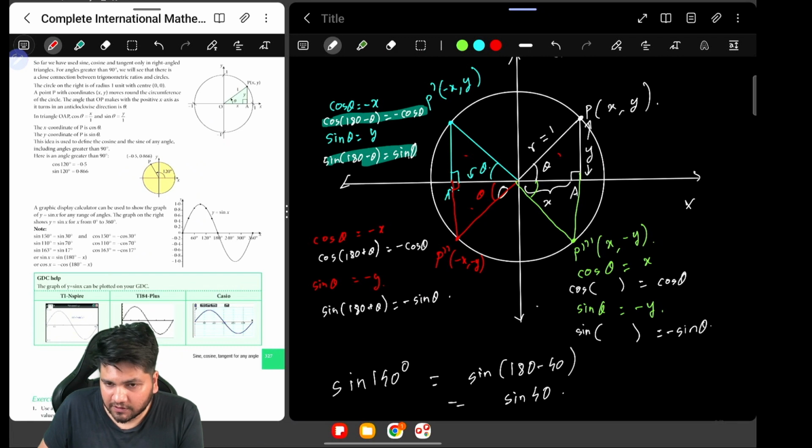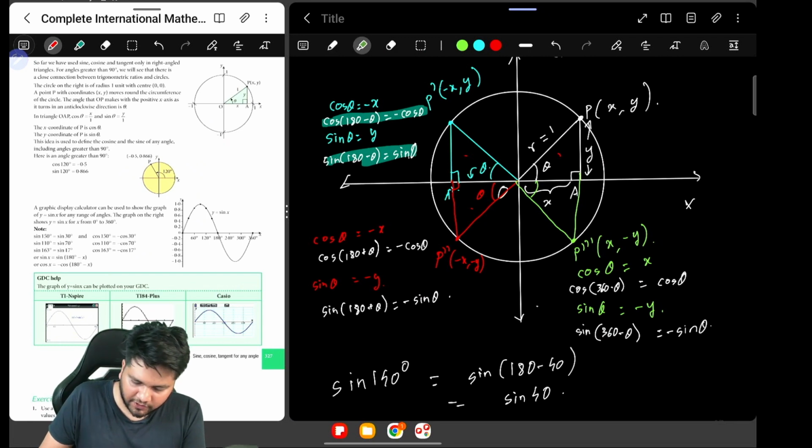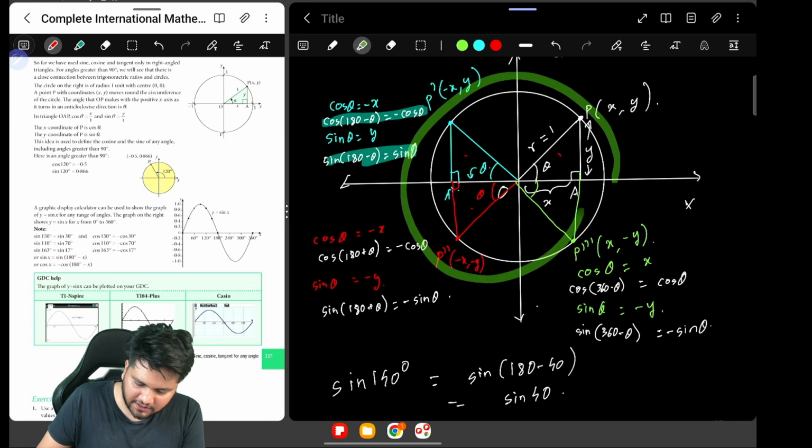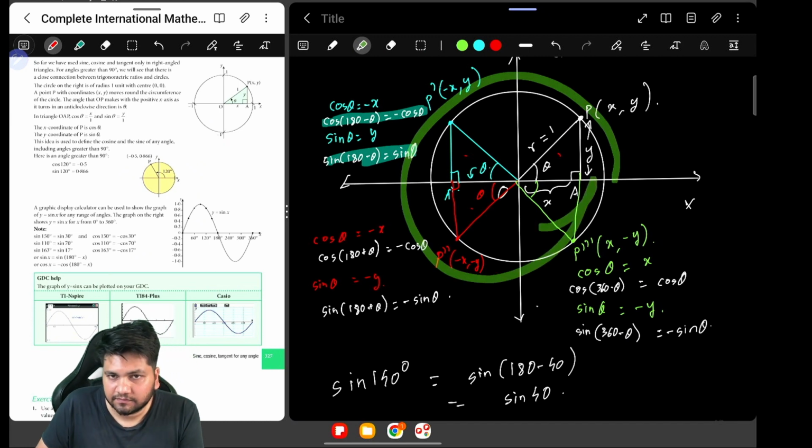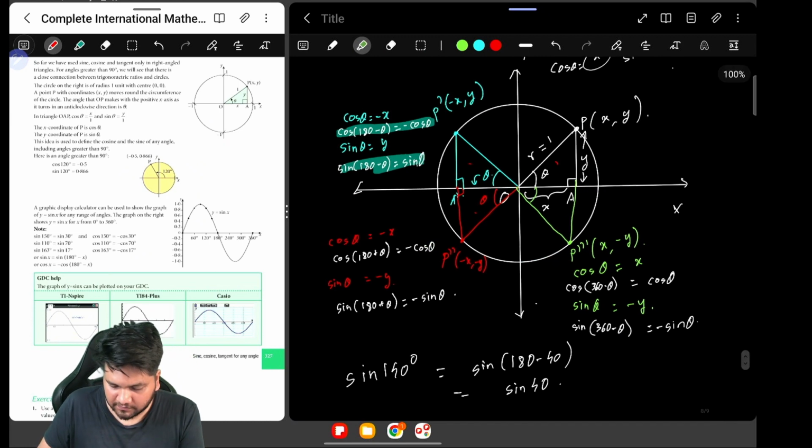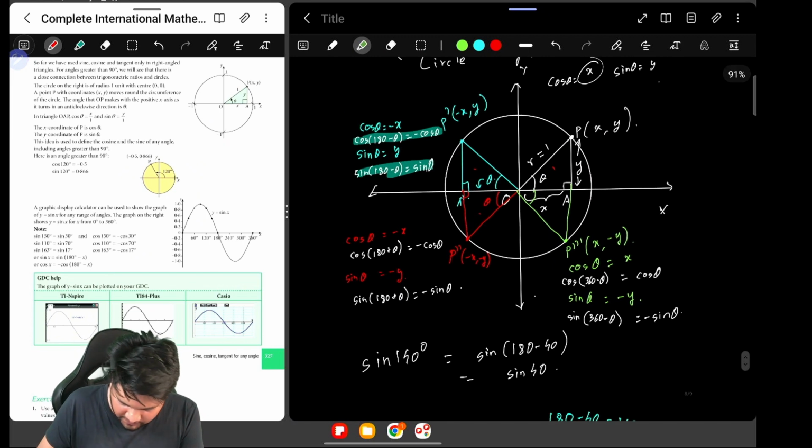It's not, it's not. 360 minus theta. Areva, very good. 360 minus theta. Everyone, did you get it? 360 minus theta. Why? Because this time we are talking about theta, so we will go 360 minus theta like this. So we have 180 minus theta, then 180 plus theta. 180 plus theta and 360 minus theta. Come to that thing also.